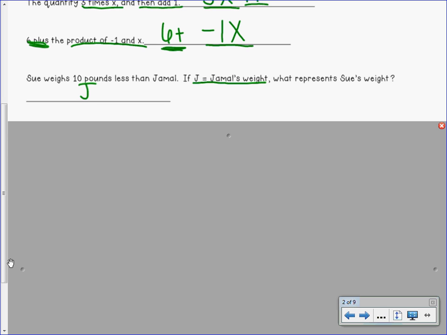What could I do to that J so I could figure out how much Sue weighs? Miss Delilah? J minus 10. Because Sue weighs 10 pounds less. So if you take 10 away, you're always going to know Sue's weight. Whether Jamal weighs 50 pounds or 100 pounds, you can figure out how much Sue weighs. Right? Are you with me?